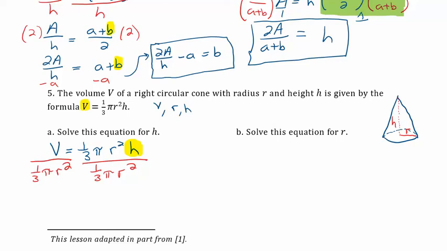If I do that, 1/3 divided by 1/3 is 1, pi divided by pi is 1, r squared divided by r squared is 1, so we just end up with 1 times h, which is h, and on the left-hand side, we have v over 1/3 pi r squared. So if you knew the volume of a cone, or the volume you wanted, and you knew the radius, you could determine the height of the cone with those two pieces of information by plugging in values for v and r. All right, your turn.